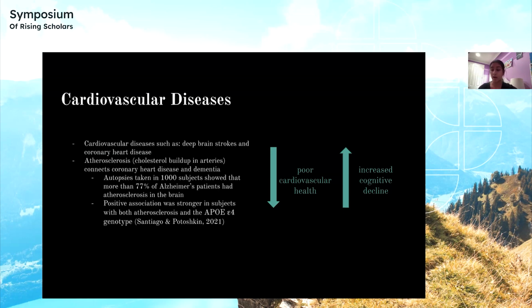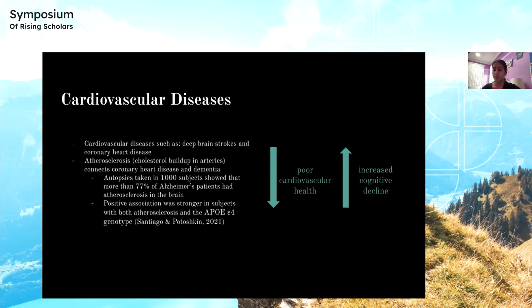diseases together. Autopsies taken in 1,000 subjects show that more than 77% of Alzheimer's patients had atherosclerosis in a subset of arteries in the brain. Furthermore, this positive association was stronger in subjects with both atherosclerosis and the ApoE4 genotype.